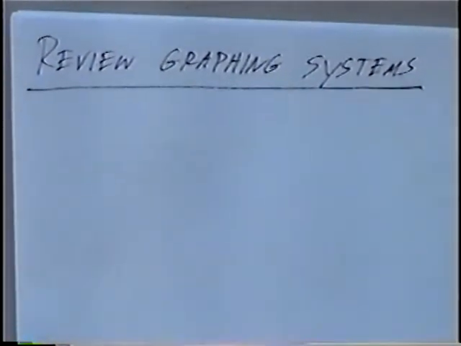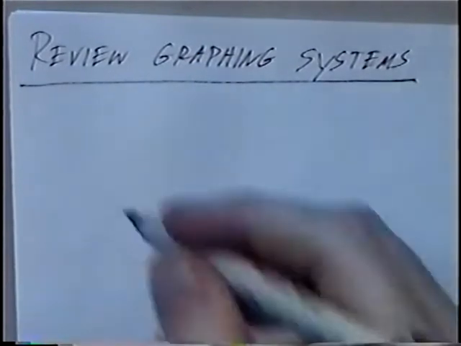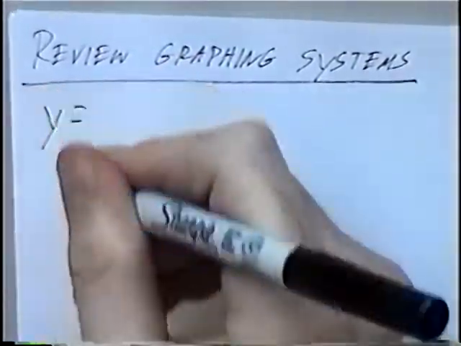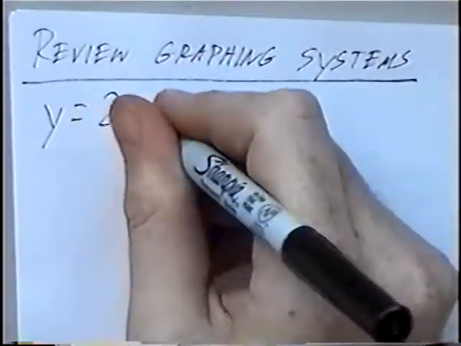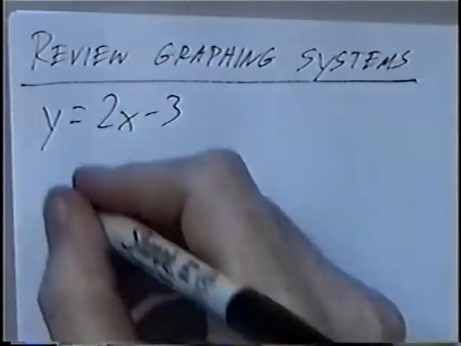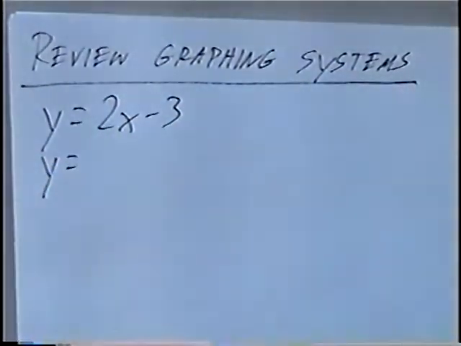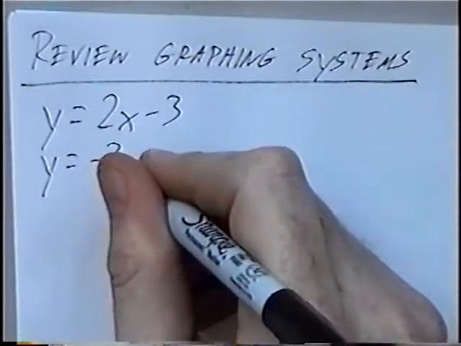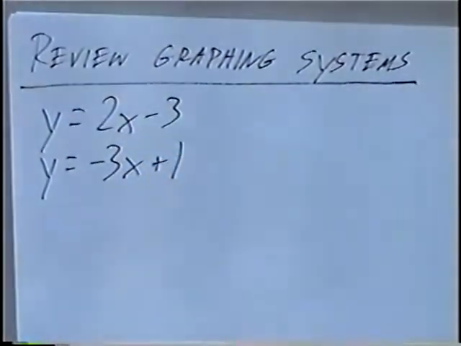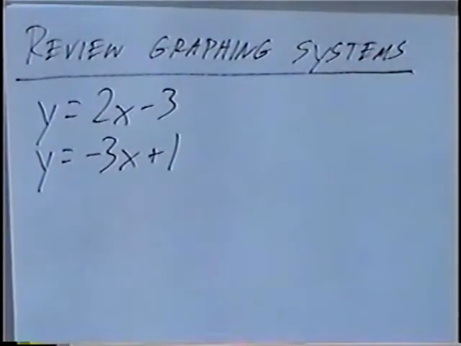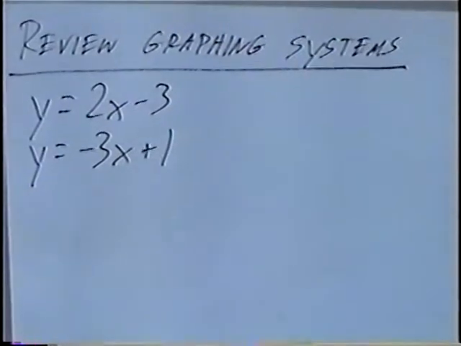Systems means there's two or more equations. First two equations we'll graph: y equals 2x minus 3, and the second equation, y equals negative 3x plus 1. Graphing these equations, which are in slope-intercept form.